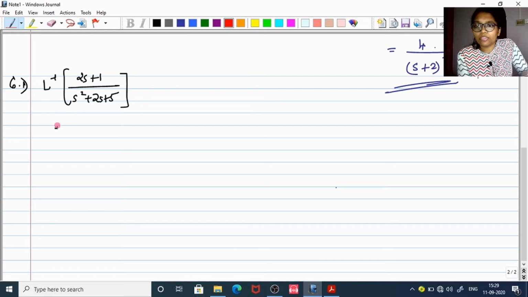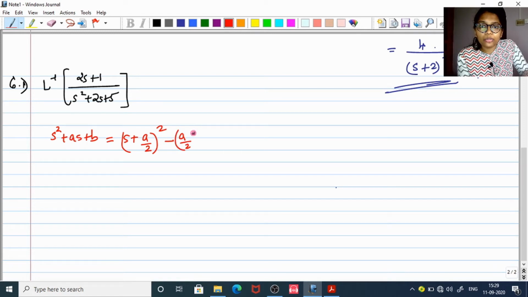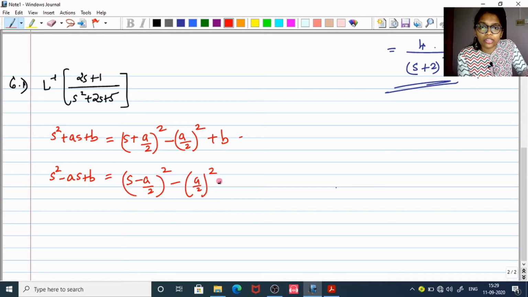I will give you a formula: s square plus as plus b. If you get such a polynomial, you have to modify it into s plus a by 2. What is a here? It is the coefficient of s. So s plus a by 2 the whole square minus a by 2 the whole square plus b. If you have s square minus as plus b, then you have to go like s minus a by 2 the whole square, again minus a by 2 the whole square plus b. The sign does not vary. So this is the basic rule to modify such a polynomial.